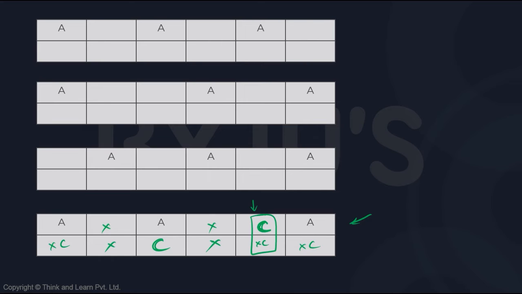So if one is C, the other one should be somebody else, which means this entirety is not possible at all. The last arrangement is not possible at all. Now let's move to the last second arrangement.